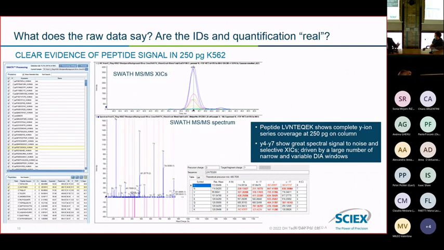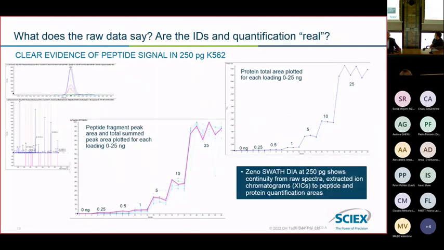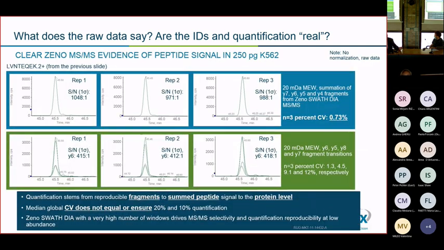But remember, the point is not detection, the point is, can we quantify? So you can see here we have the individual peptides as well as the total summed peak area. And you can see the response from the blank all the way up to 25 nanograms. So you can see that it responds as expected. When it comes to quantitation, what's really important is to extract these peptides and to be able to quantify them, right?